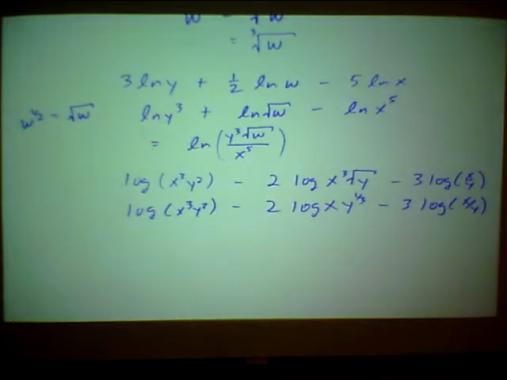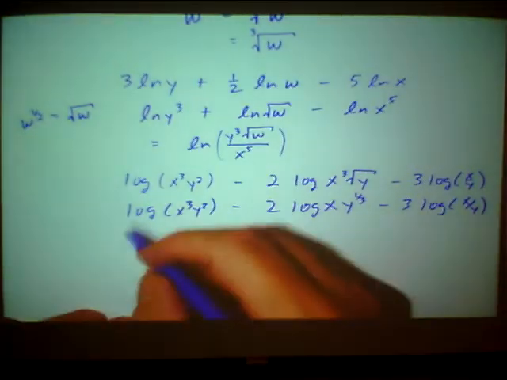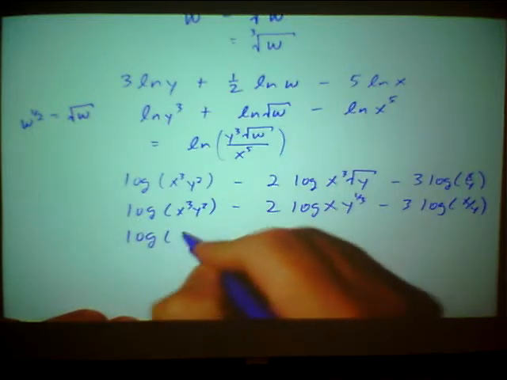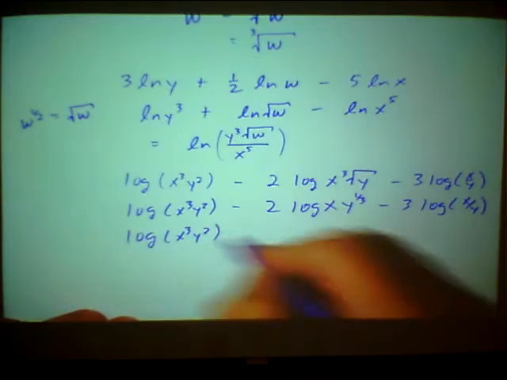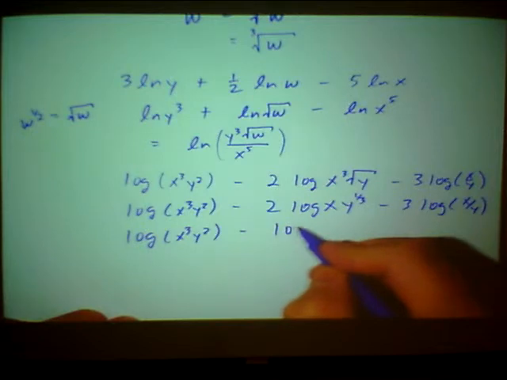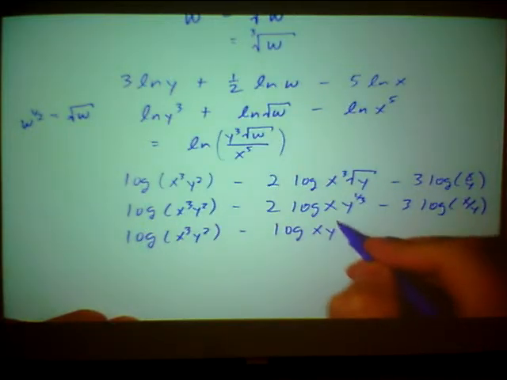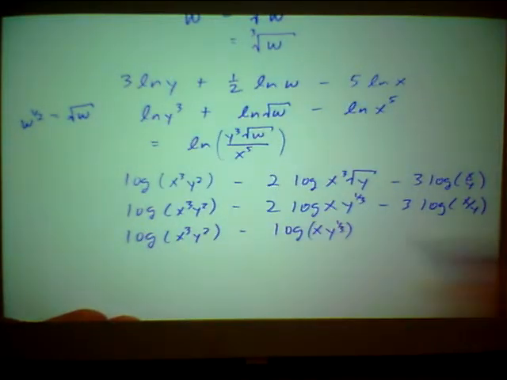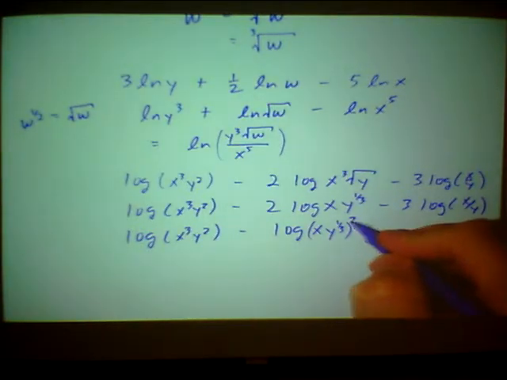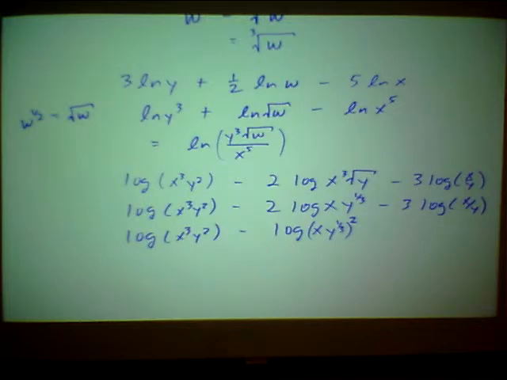And now I need to get rid of the coefficients. The second and third terms have coefficients. So let's see what happens here. Log of x cubed y squared minus log of xy to the 1/3. I put that whole argument in parentheses, and it's going to get squared, so the coefficient of 2 becomes the exponent, minus log of x over y, and that whole thing is also cubed.